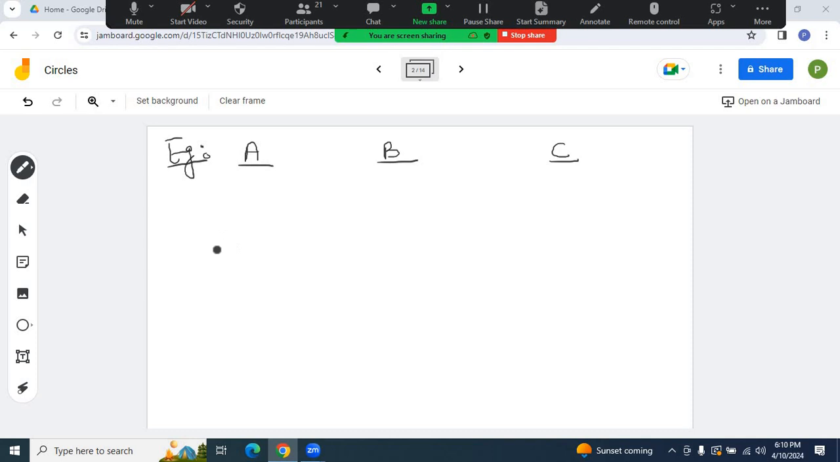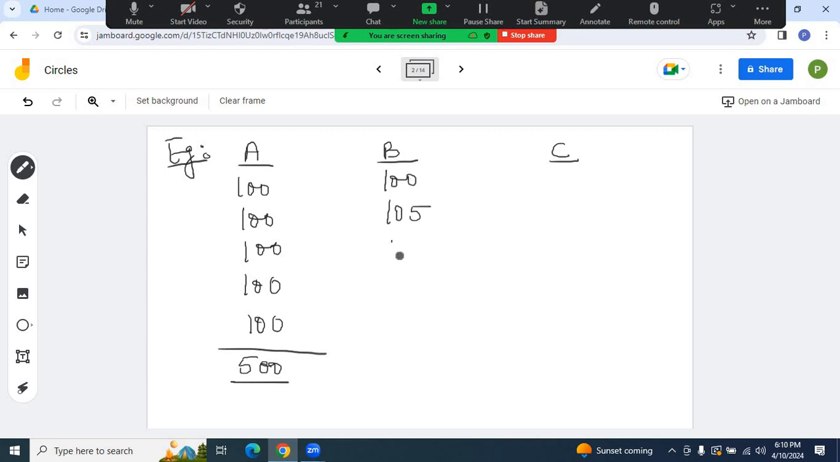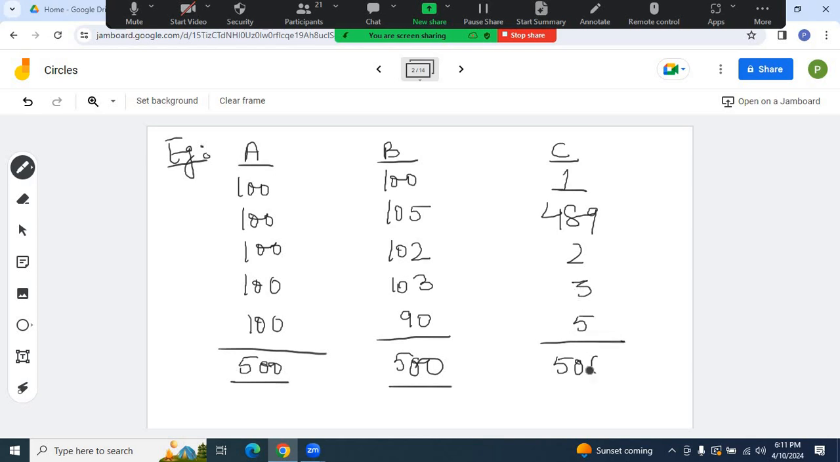Now for series A, let us have the observations 100, 100, 100, 100, again 100. All values are 100. Total will be 500. In series B, let the observations be 100, 105, 102, 103 and 90. Again the total is 500. In series C, the values are 1, 489, 2, 3 and 5. Again the total is 500.